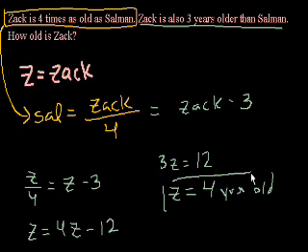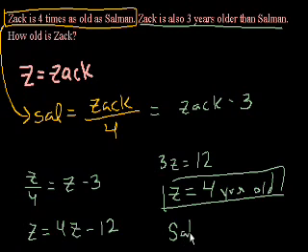Let's see if that makes sense. If Zach is 4 years old, then this first sentence says Zach is 4 times as old as Salman. So that means Sal is 1 year old. And it also says Zach is 3 years older than Salman. Well, that's consistent. 4 is 3 more than 1. So we were right. Zach is exactly 4 years old.